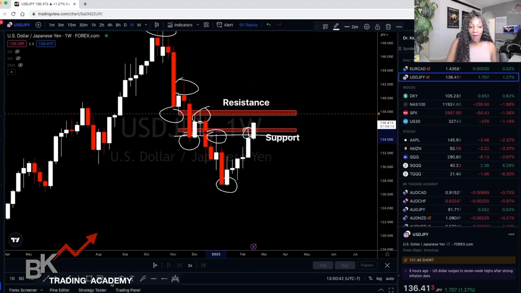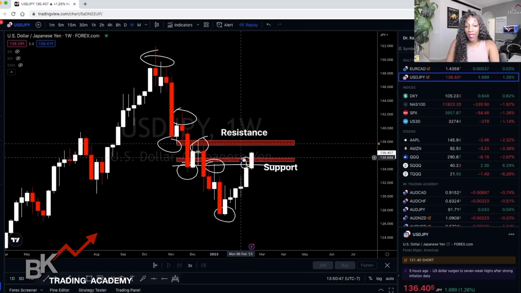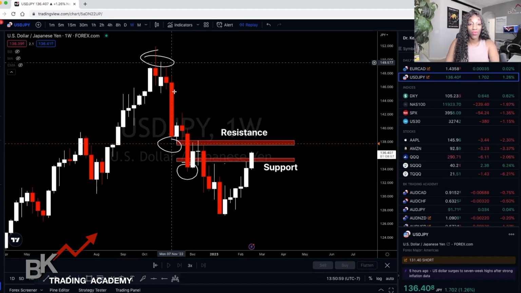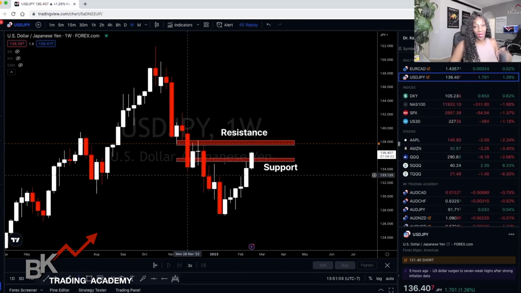So we got a break of the level, and now because we got a break, it's time for us to switch our bias. So now instead of shorting, because it has broken through 135, after we get a break of structure, normally what happens is price will come back to retest the previous level of structure broken. So let me show you how we can approach this.